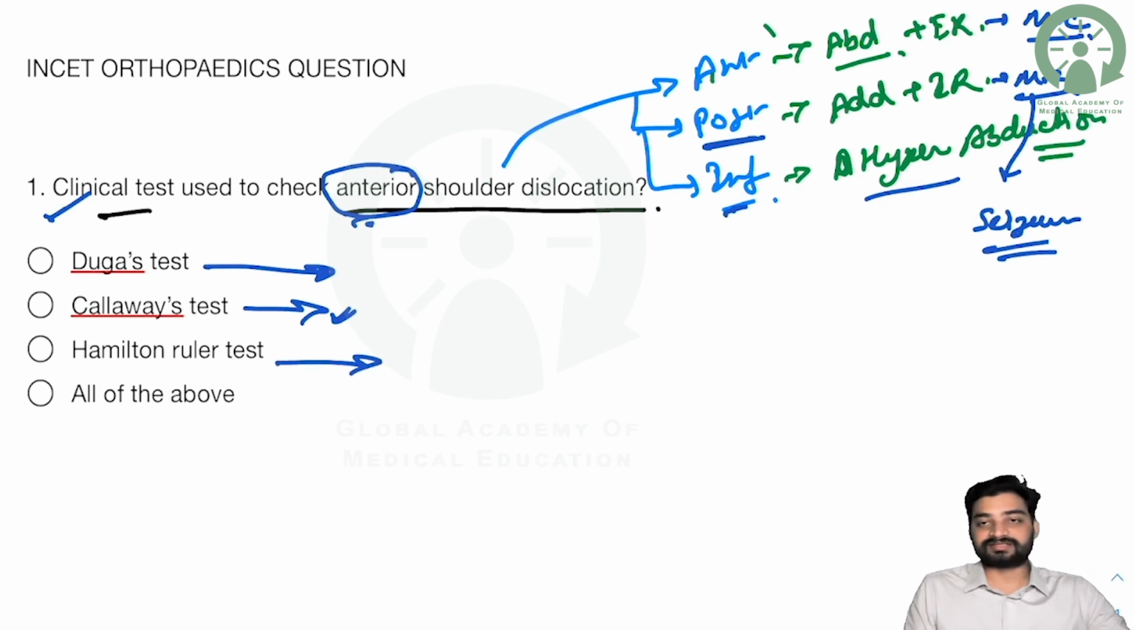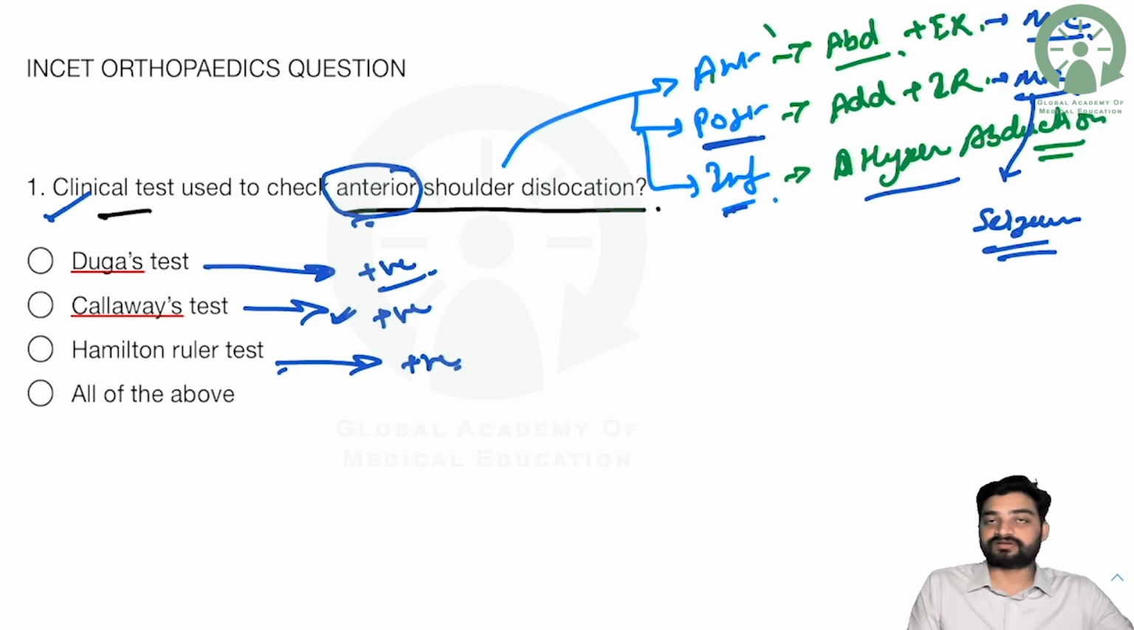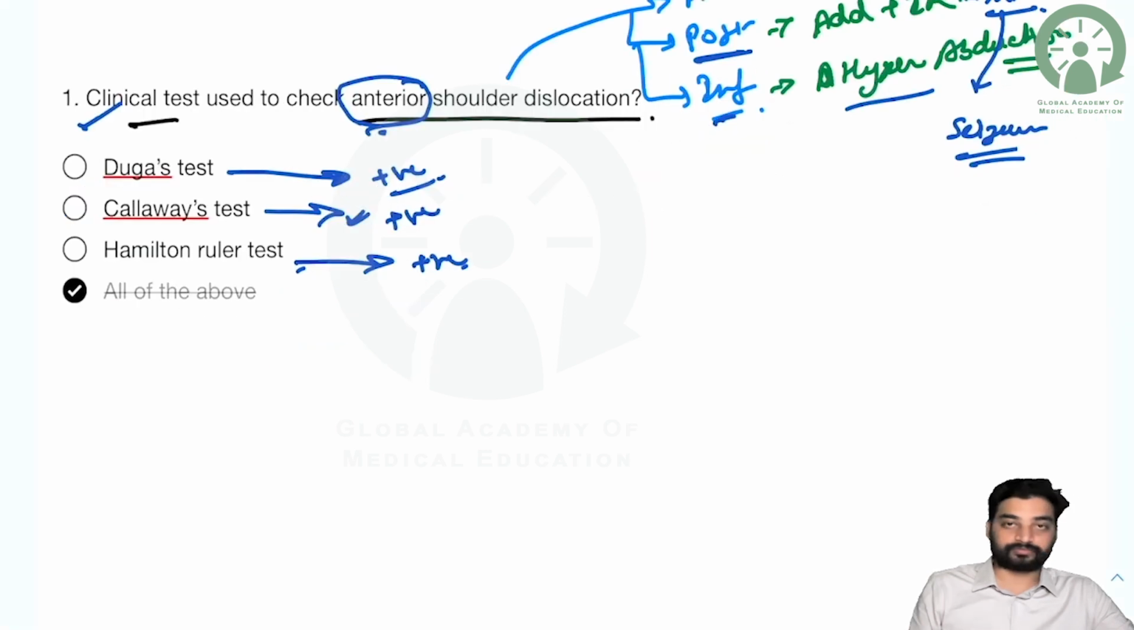Your Hamilton ruler test is basically when you keep a ruler touching your lateral epicondyle. Usually it doesn't touch your acromion because of the curvature of your humeral head. But in the case of dislocation, the curvature is lost and your ruler will touch the acromion. So this is called the Hamilton ruler test. This is positive, this is positive, and this is positive in the case of anterior shoulder dislocation. So your answer will be all of the above, option D.